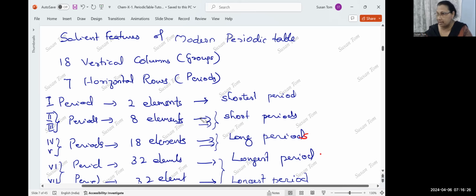The shortest, you may get a question: name the shortest period. It is period number 1. How many elements are there in the shortest period? 2 elements. So this way indirect questions will come.